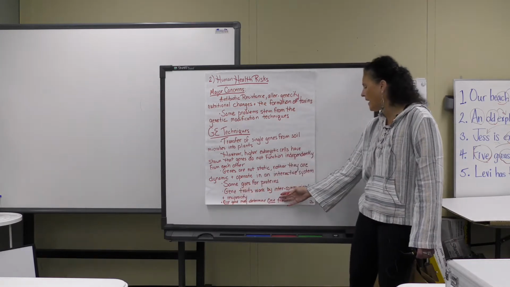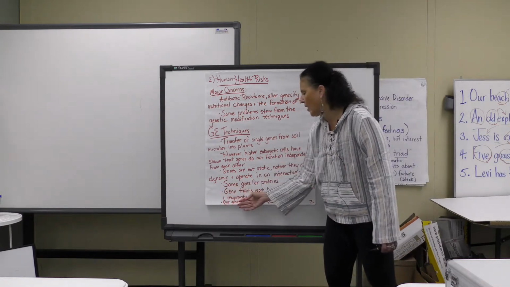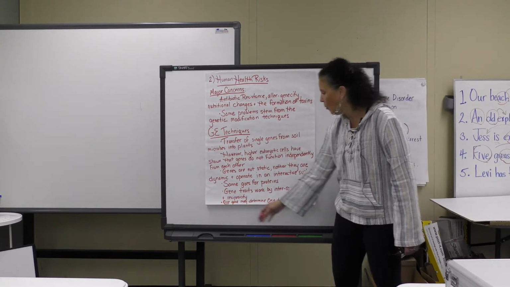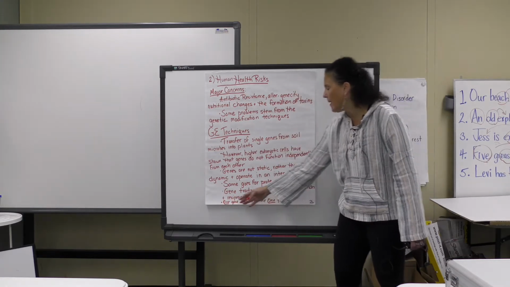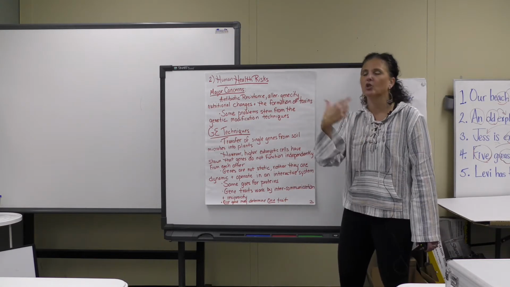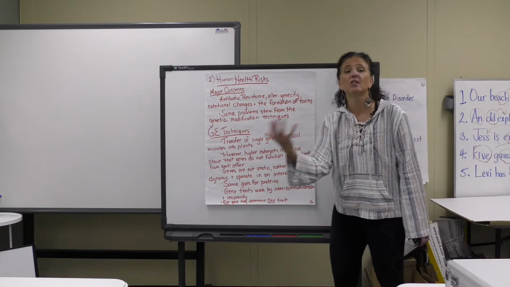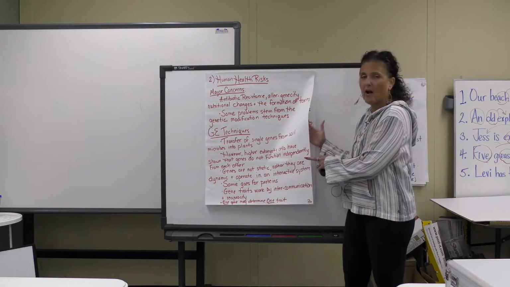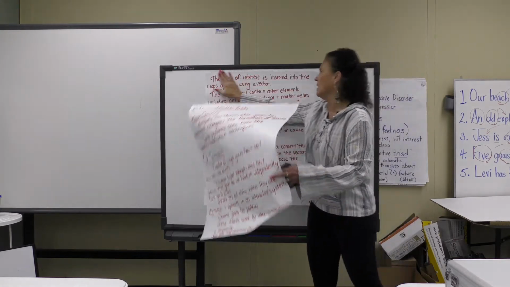Gene traits work by intercommunication and reciprocity. That means give and take between genes. One gene may determine one trait, but it won't determine the phenotype, what you see from that trait. That's just a genotypic trait. And in another video, I also talked about genotypes and phenotypes.